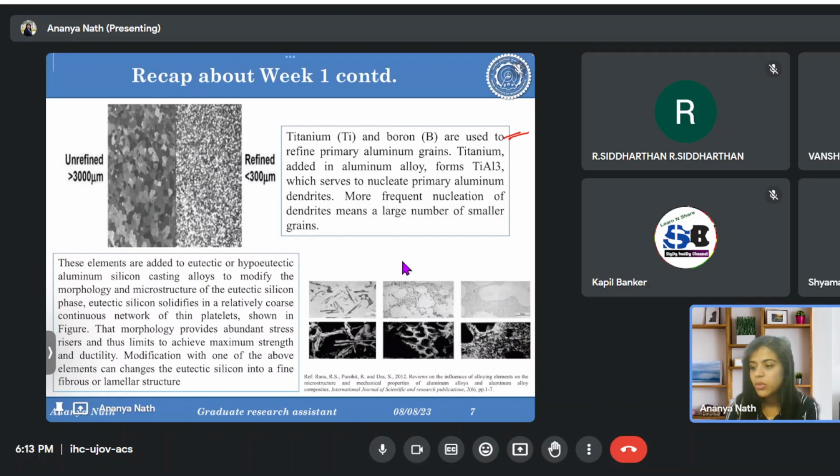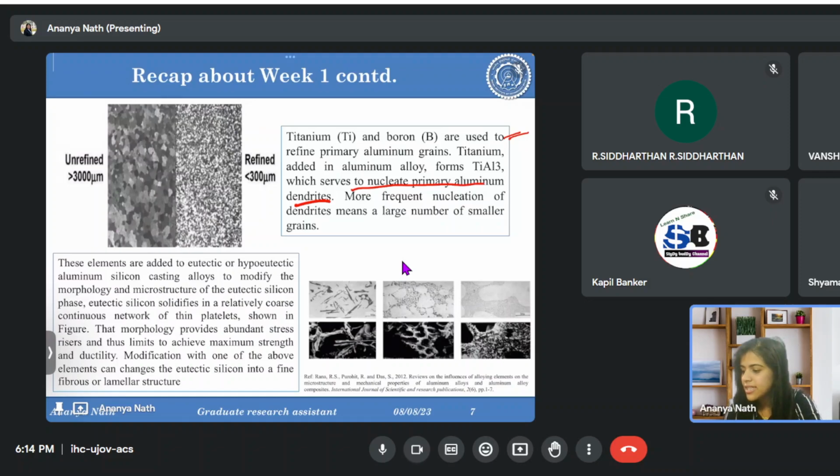So titanium and boron are refining the grains. Also TiAl3 is a compound. Whenever you process aluminum or aluminum alloys at high temperature with titanium, the titanium has a lot of affinity towards aluminum and will form TiAl6 or TiAl3, and it will serve as a nucleation site for the primary aluminum and will form these dendritic structures, which will again enhance the strength.